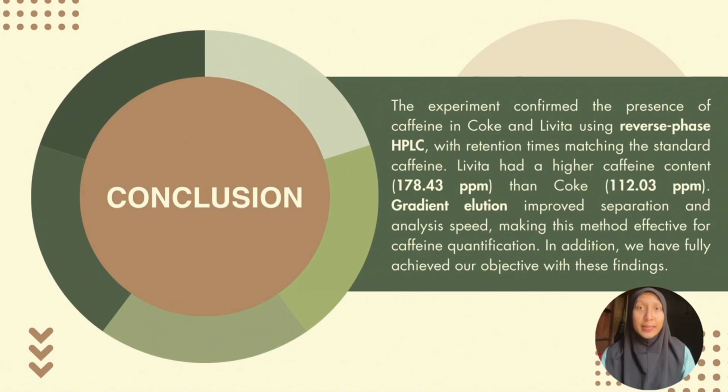In conclusion, the experiment confirmed the presence of caffeine in Coke and Levita using reverse phase HPLC with retention times matching the standard caffeine. Levita had a higher caffeine content, 178.43 ppm, than Coke, 112.03 ppm. Gradient elution improved separation and analysis speed, making this method effective for caffeine quantification. In addition, we have fully achieved our objective with these findings.